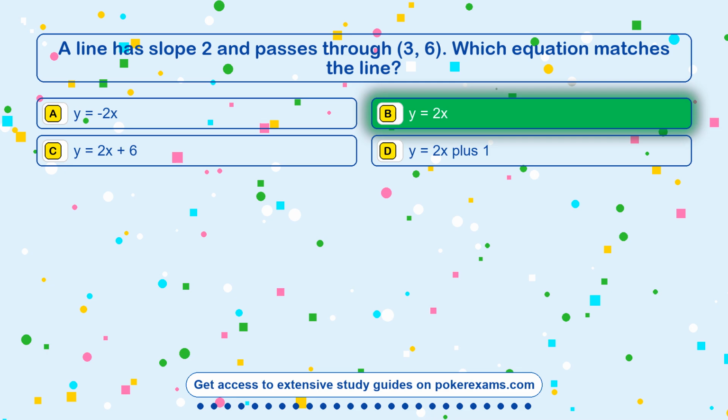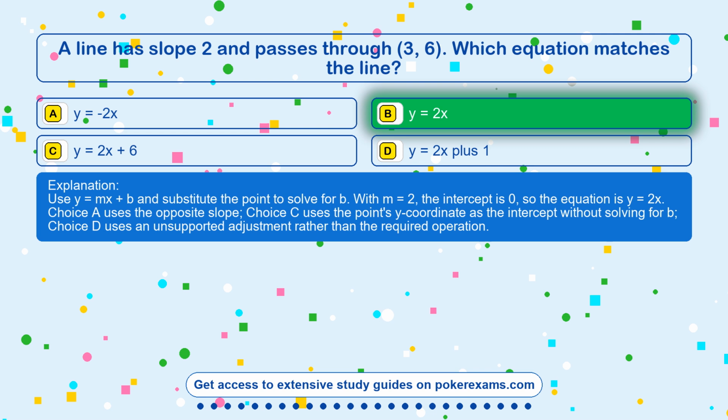The correct answer is option B, y equals 2x. Use y equals mx plus b and substitute the point to solve for b. With m equals 2, the intercept is 0, so the equation is y equals 2x. Choice A uses the opposite slope, choice C uses the point's y coordinate as the intercept without solving for b, choice D uses an unsupported adjustment rather than the required operation.